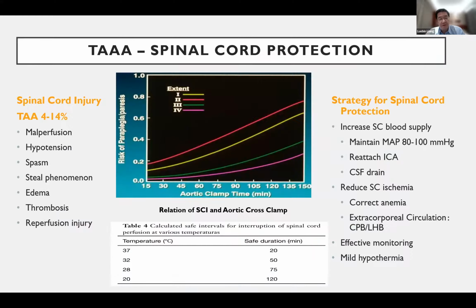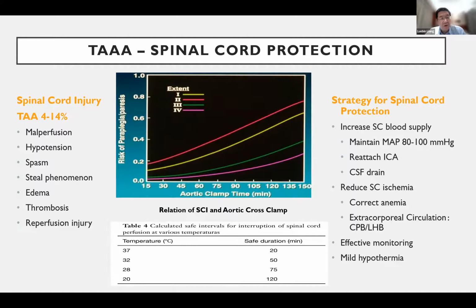The perfusion strategy for thoracoabdominal aortic surgery is basically spinal cord protection. As we know, regarding spinal cord injury with aortic cross clamp, the spinal cord is more tolerant of ischemia than the brain. For example, at 37 degrees, the spinal cord can be safe for ischemia for 20 minutes, and at lower temperatures, the time goes up.